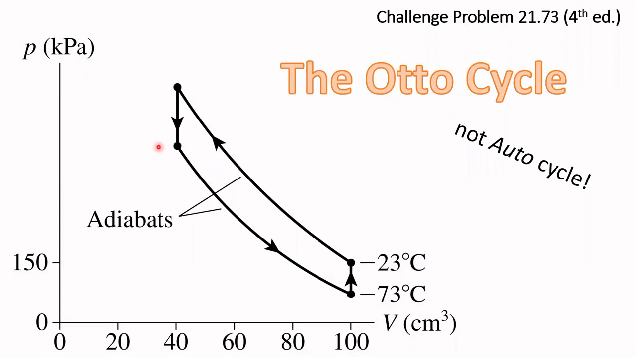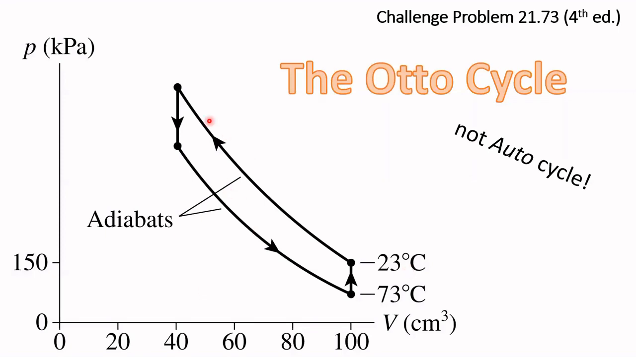So here is the cycle. Please just ignore these temperatures. These were from a specific problem that we're not looking at. But this problem does appear at the end of your chapter in the 4th edition. This is number 73 of the challenge problems, and I'm going to go through everything presented in the book solution, but also a little bit more detail.